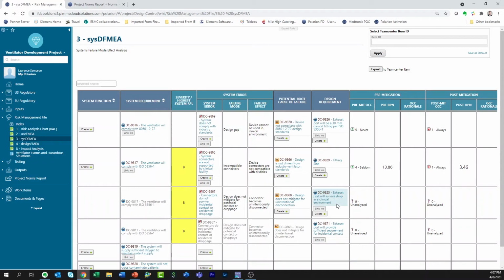The exhaust port will survive the drop. Exhaust port will provide sufficient securement for incidental contact. So we're going to test it against incidental contact, just to be sure that not only are we getting our dimensions right, but we're also checking to make sure that the thing that we identified as the risk is actually mitigated by the design requirement that we put in place.